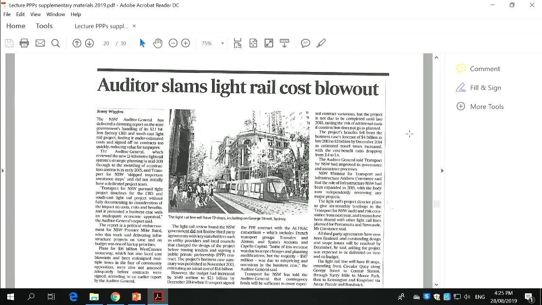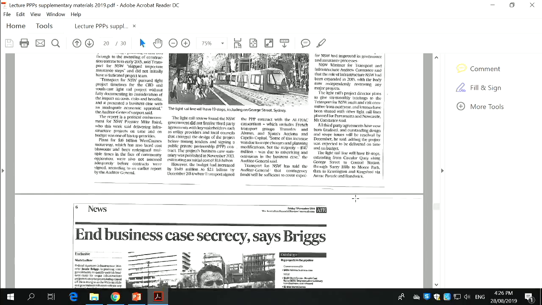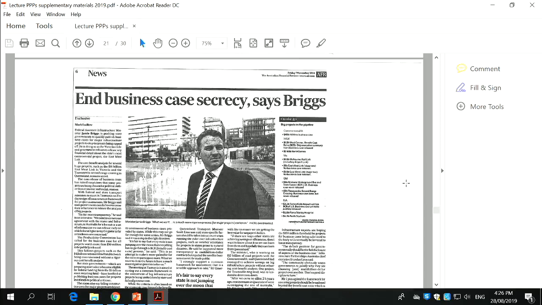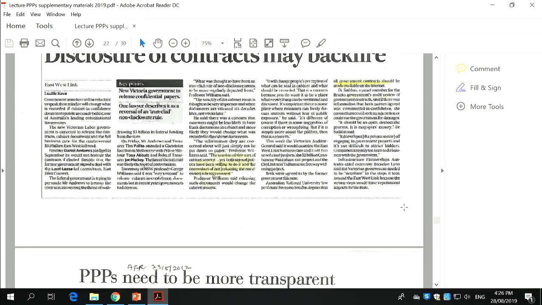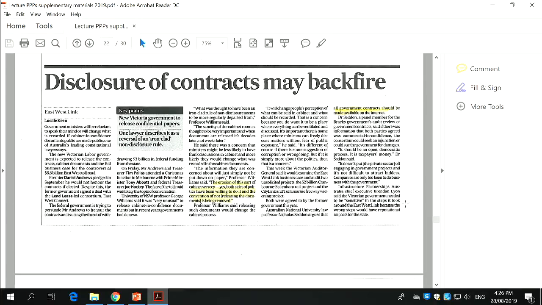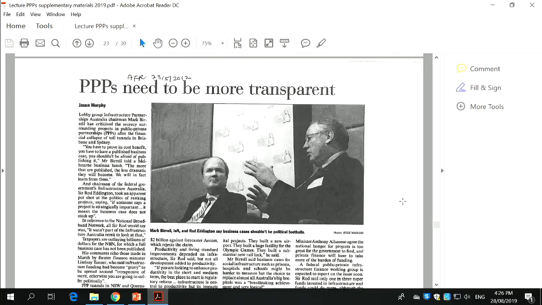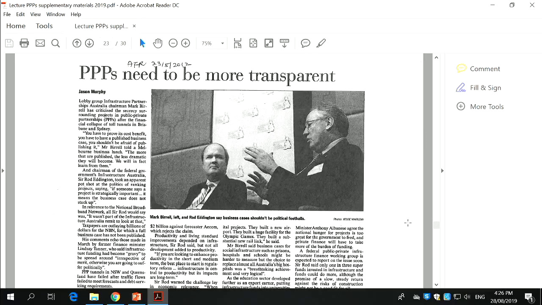This is about the Sydney Light Rail. You might have heard about the stories. The Sydney Light Rail is a PPP project, and they have a lot of issues and cost blowout, and it's still under construction. On business case secrecy, there is a call for ending the secrecy and disclosing the business case for using PPPs. This similar case about disclosure of the contract is quite controversial. There are different arguments about the level of disclosure of PPP contracts, and some say PPPs need to be transparent. So the transparency issue is quite important.